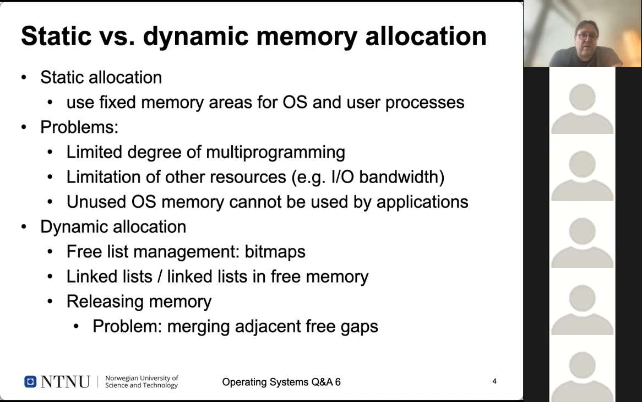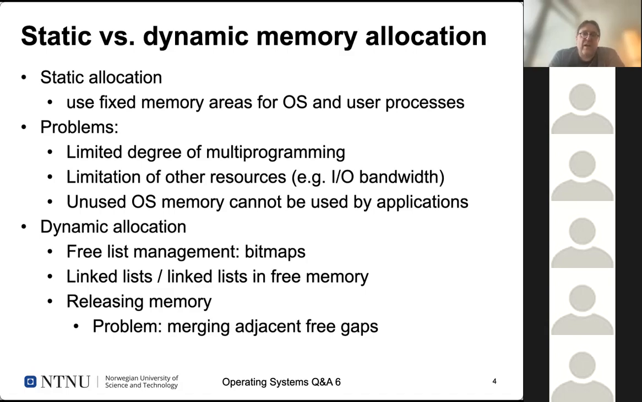Now, the problem with static allocation is that this limits our degree of multi-programming. So we cannot just start an additional application, which also needs memory, if the memory has already been allocated to the existing applications before and there's no free memory left. We might need to limit other resources like I/O bandwidths.